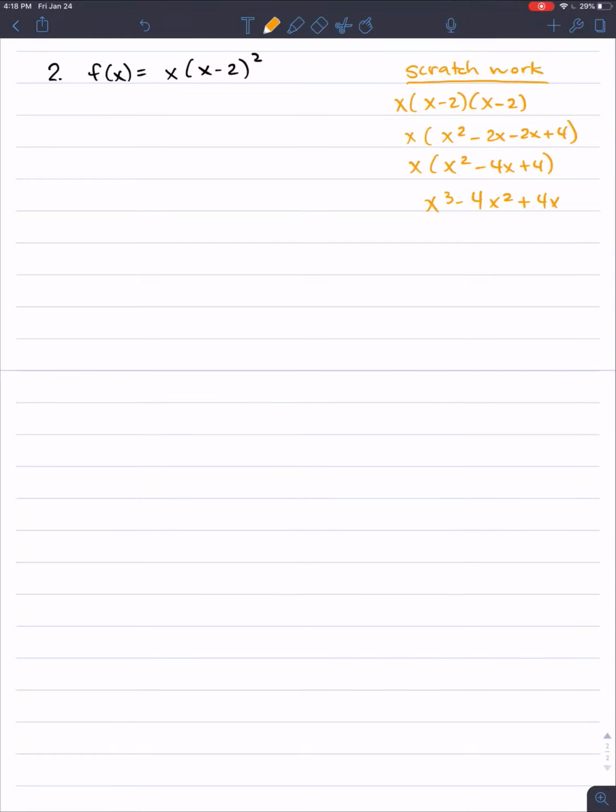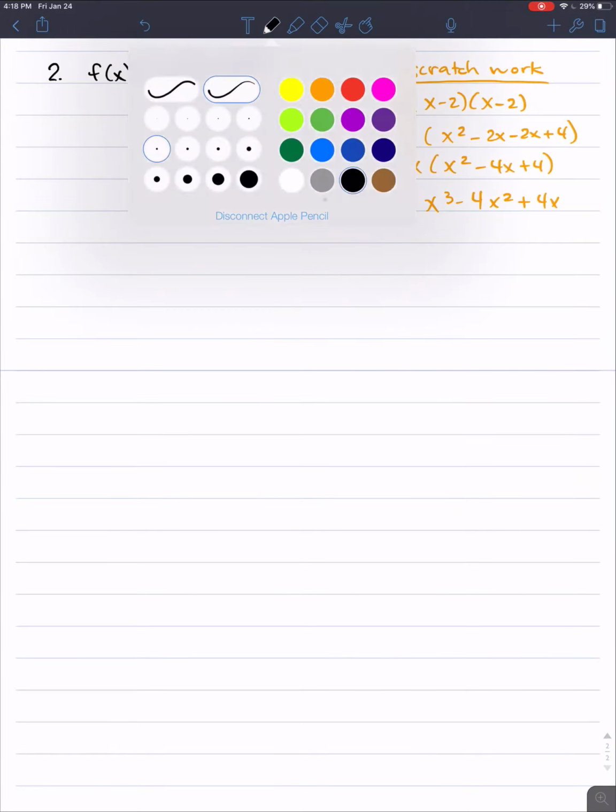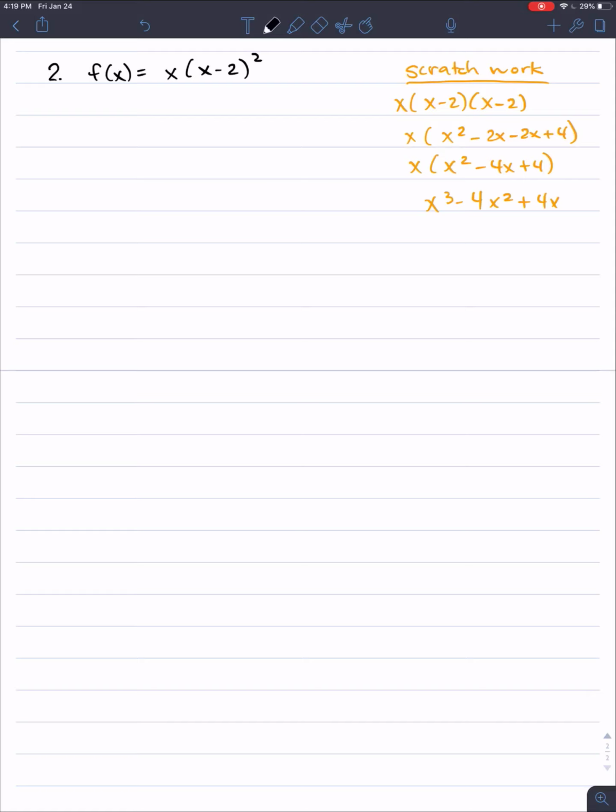Okay, for this next example, let's start with your original function f of x. But it's going to be easier if you go ahead and FOIL that out and simplify it, because we know to get an inflection point and determine concavity, we're going to need a second derivative.